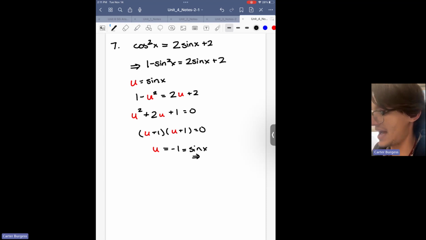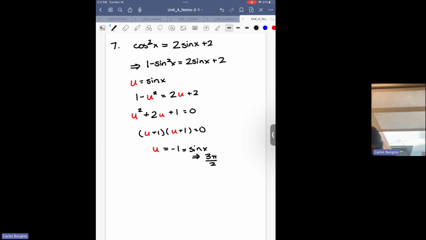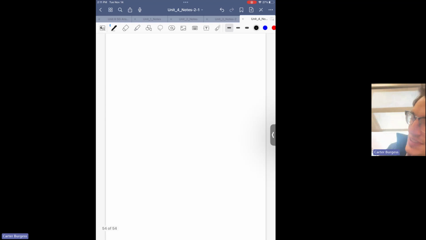And what is the value of x? What is the angle that will give me a y value of -1? Three pi over 2. So exactly the same as what we did for the previous one, just one extra step there, reformatting that cosine squared into a 1 minus sine squared. Actually, same deal with 8, which is cosine of 2x.